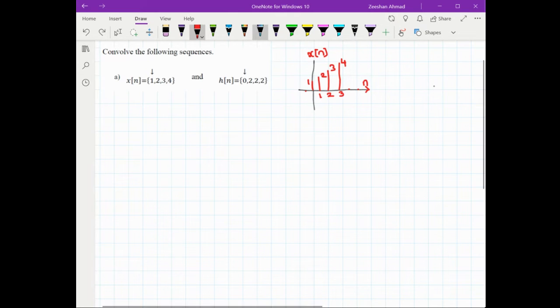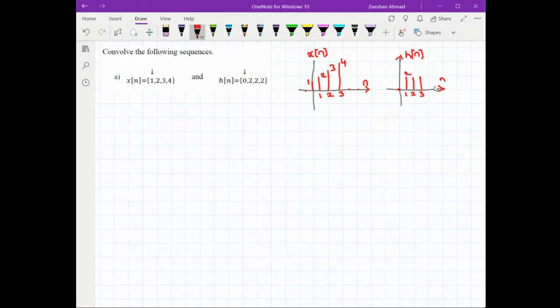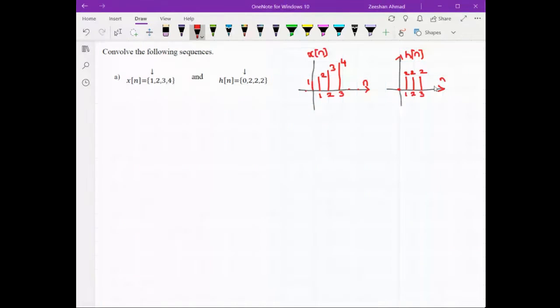h of n is basically 0, then we have 2, and 2, and 2 here. So 1, 2, 3 here. This is your n, and this is your h of n. So this is 2, 2, and 2 here. Okay, so this is basically your x of n and h of n.